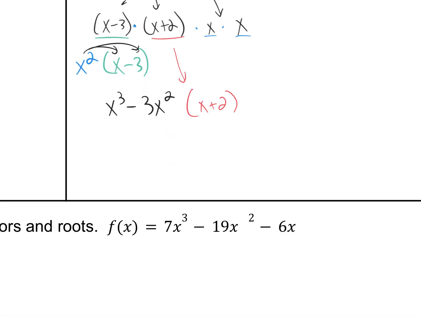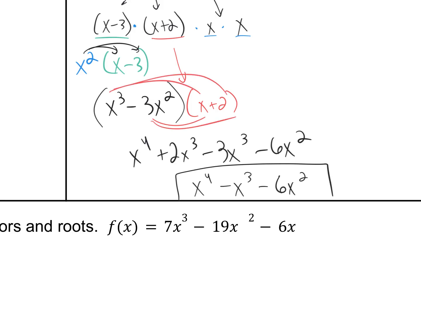So we FOIL those out again, multiplying them to get our 4 terms. And once we get our 4 terms, we're going to combine like terms to get our final polynomial. So here you can see how roots come from factors being set equal to 0. Factors, when multiplied back together, will get us that product or that polynomial function.